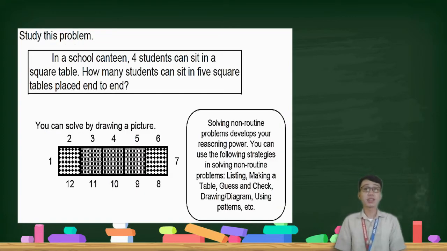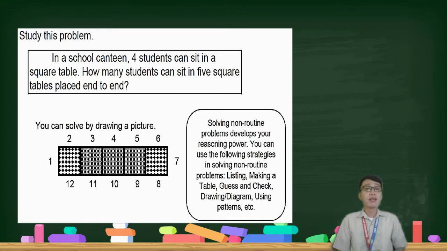Ganun lamang ang pagsosolve ng routine word problem. Paano naman kaya kapag ito ay non-routine word problem na? At tungkol dyan ang ating susunod na word problem. In a school canteen, 4 students can sit in a square table. How many students can sit in 5 square tables placed end to end? You can solve by drawing a picture. So maaari nating masolve ang ating word problem gamit ang picture.